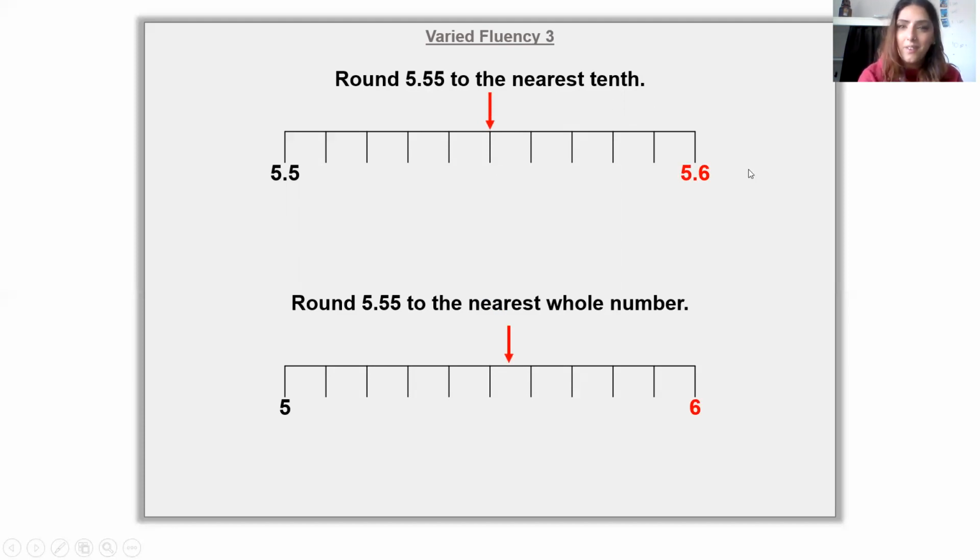So 5.6, you're right, well done, because if you look at the 5.55, we look at the hundredths and it goes up because it's 5 and above. And 5.5 to the nearest whole number is 6. It's bang in the middle and it's closer to 6 because remember, the number next to it would be 6.